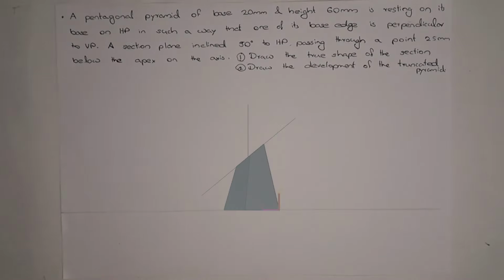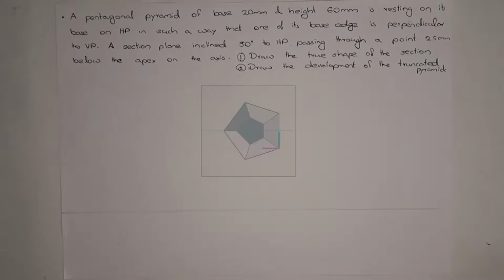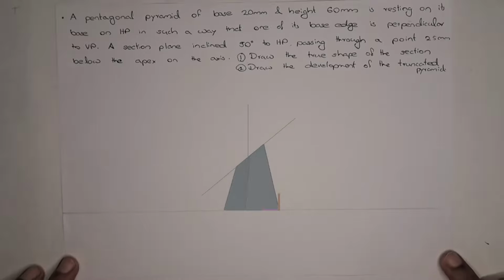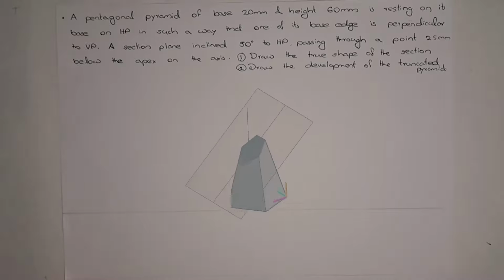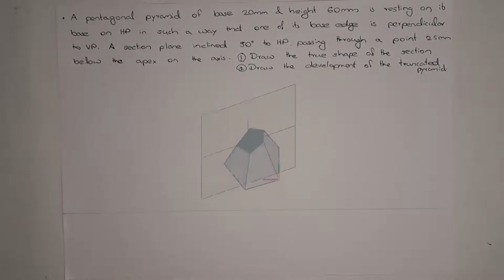Hi everyone. Today we are going to discuss a pentagonal pyramid of base 20 mm and height 60 mm, resting on its base on HP in such a way that one of its base edges is perpendicular to VP. A section plane is inclined 50 degrees to HP and passes through a point which is 25 mm below the apex on the axis. Draw the true shape of the section and draw the development of the truncated pyramid.